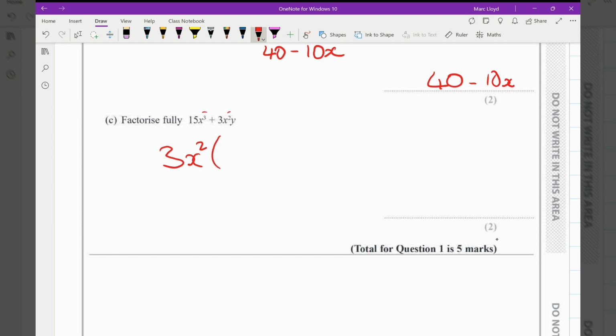Right, inside the brackets now, 15 divided by 3 is 5. X cubed divided by x squared leaves us with just x, and that term is dealt with. Then we have an add sign. 3 divided by 3 is 1. X squared divided by x squared is 1, and y hasn't got anything to divide it by, so we just have a y there. So 3x squared, bracket, 5x plus y.